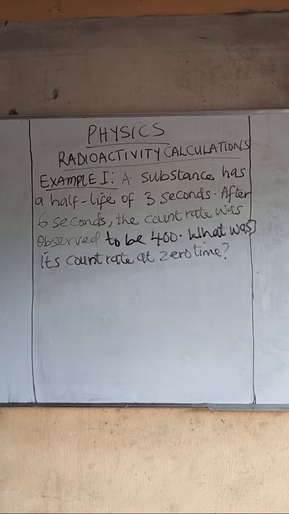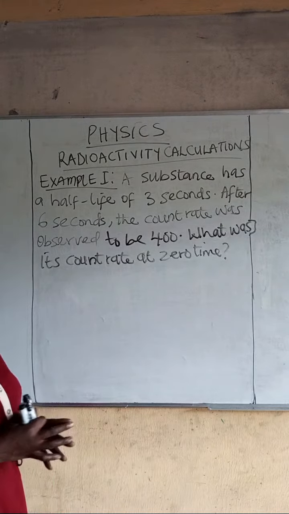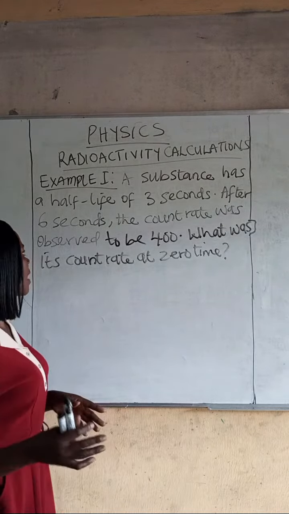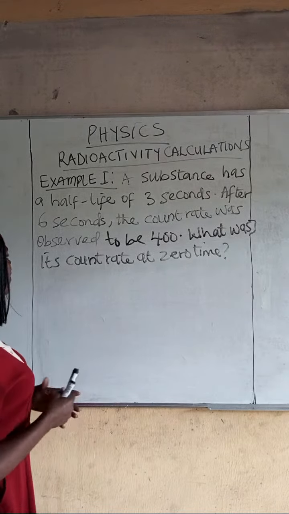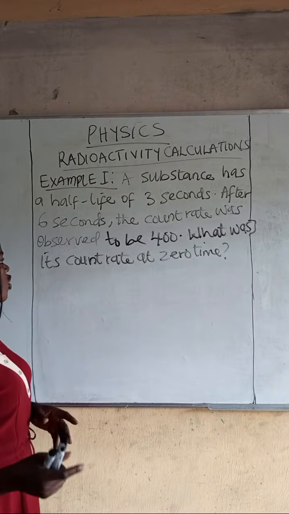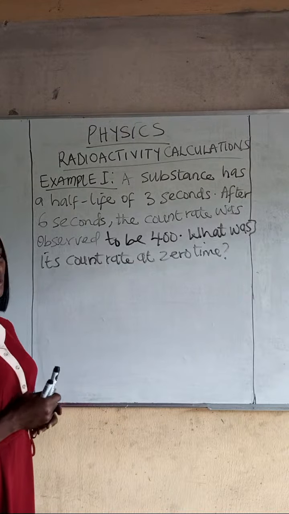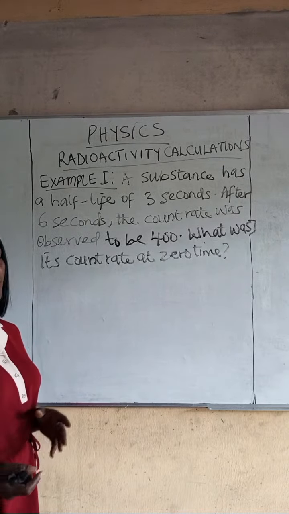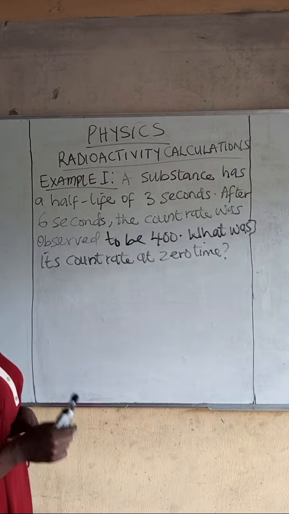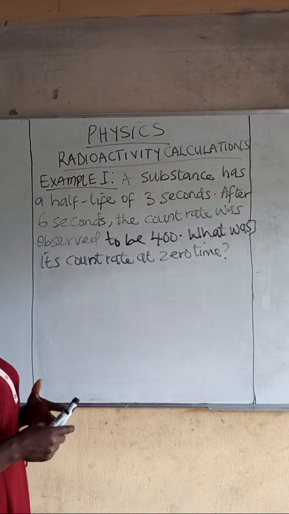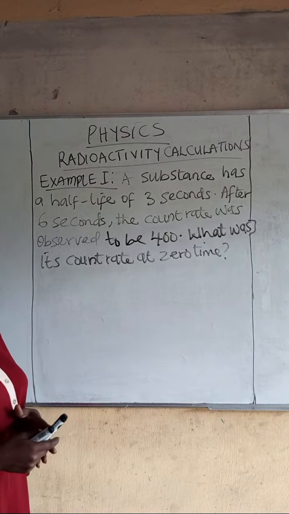All right. Let's look at this example. Example 1 on radioactivity calculations. A substance has a half-life of 3 seconds. After 6 seconds, the count rate was observed to be 400. What was its count rate at 0 time? Let me go again. A substance has a half-life of 3 seconds. After 6 seconds, the count rate was observed to be 400. What was its count rate at 0 time?